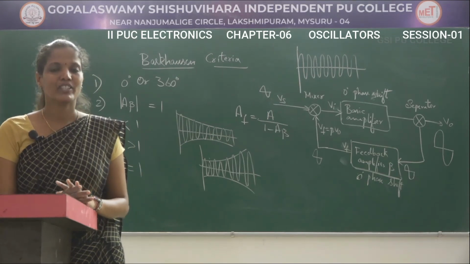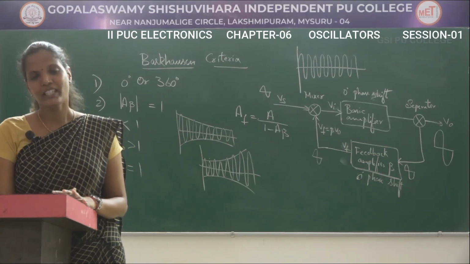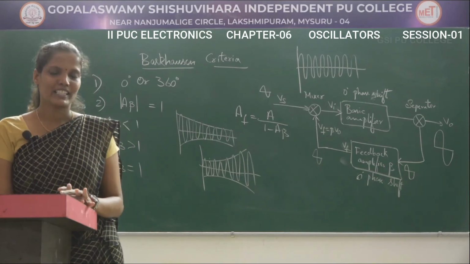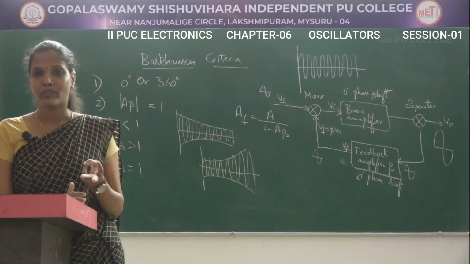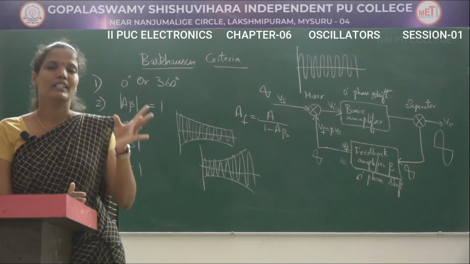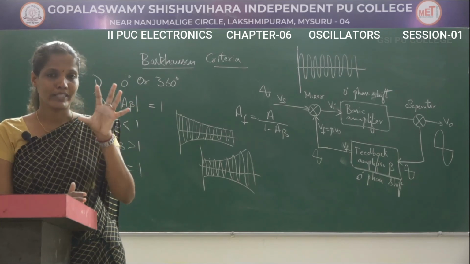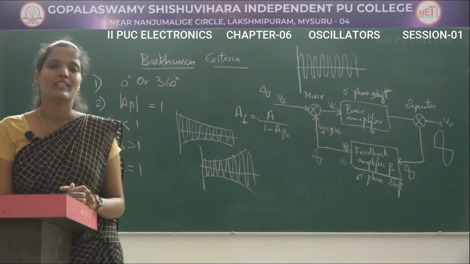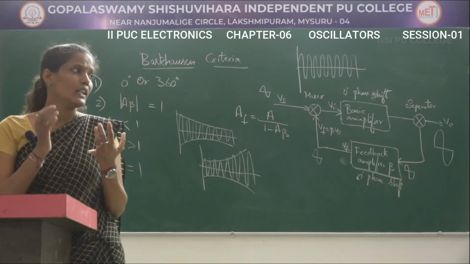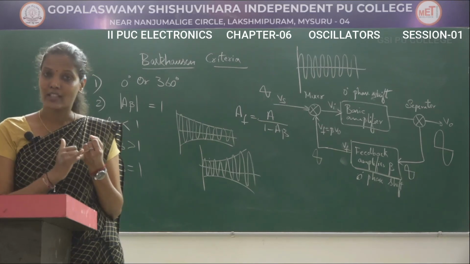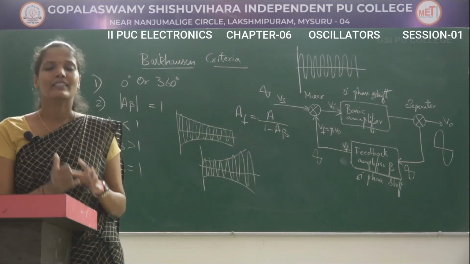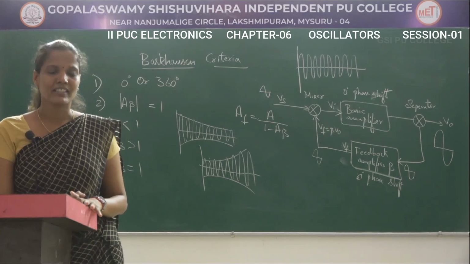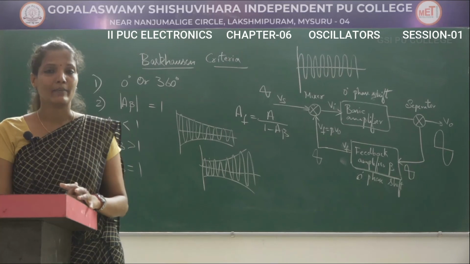Clear? So in this class we saw what exactly an oscillator means and how oscillator circuits are classified. Oscillators are classified into two types based on the shape of the waveform, whether sinusoidal or non-sinusoidal, and depending upon the components used in the feedback circuit, they are classified into LC oscillators, RC oscillators and crystal oscillators. We also saw damped oscillations and undamped oscillations.